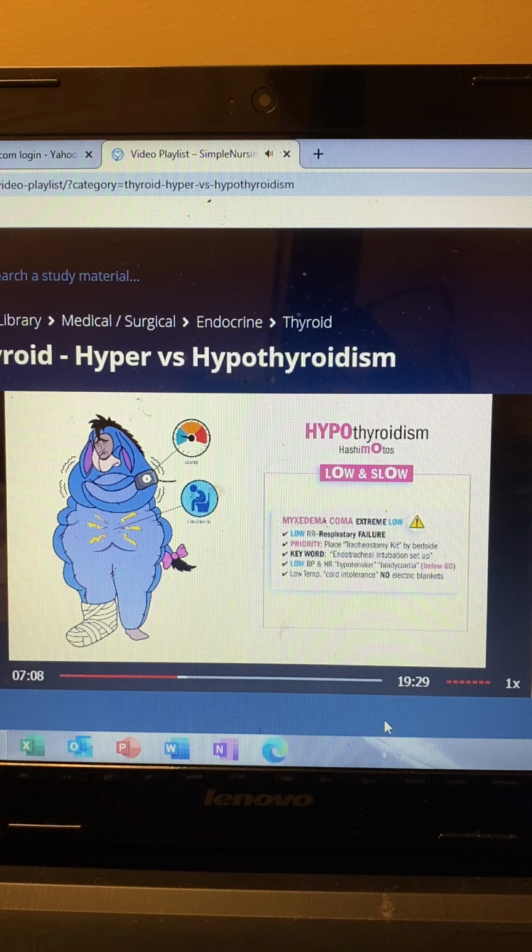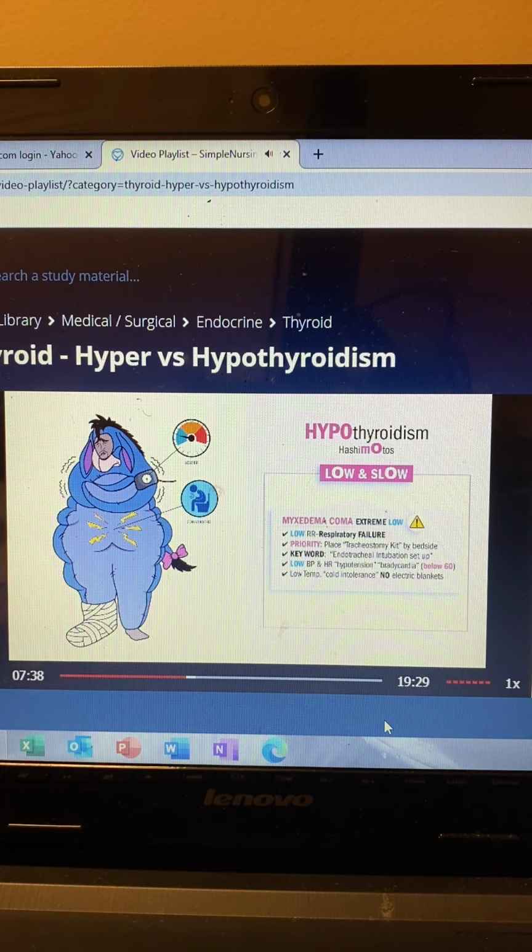Again, the priority is intubation supplies at the bedside. NCLEX keyword here is endotracheal intubation set or tracheostomy setup. So we're expecting extremely low BP, aka hypotension, extremely low heart rate, known as bradycardia, below 60, and even low temperature called cold intolerance. Now the NCLEX tip here is no electric blanket. This can actually harm the patient if they're not closely monitored.